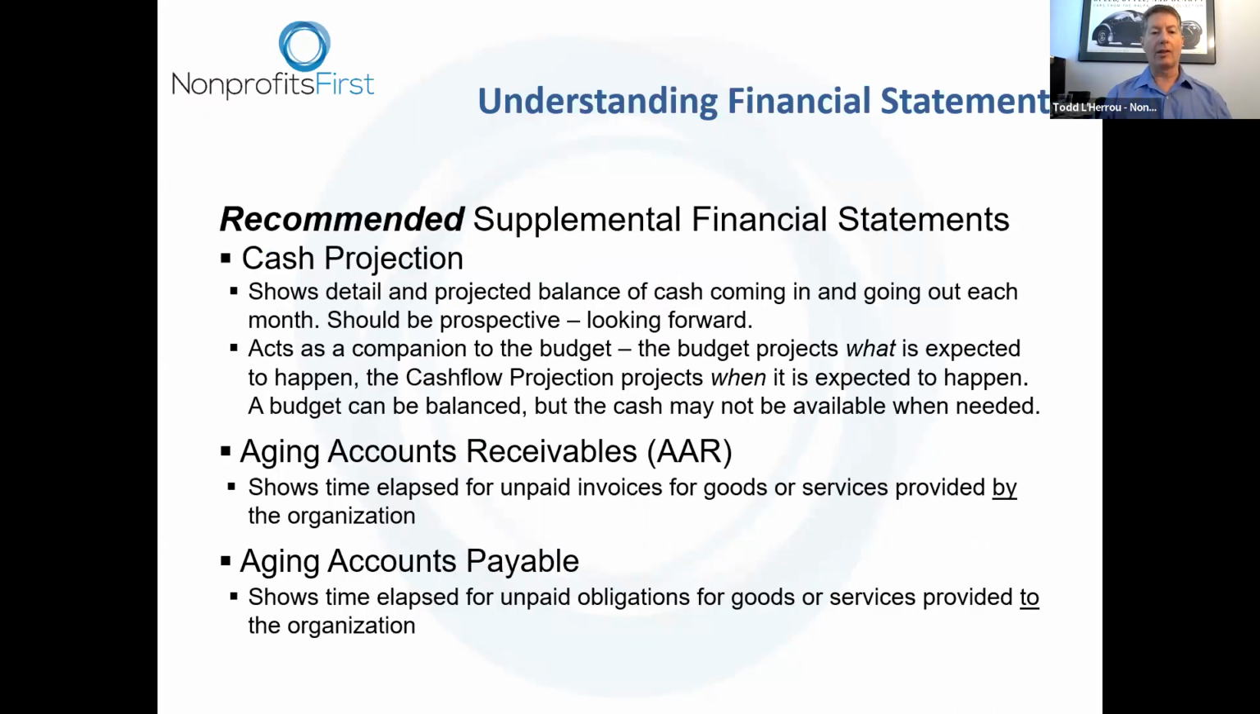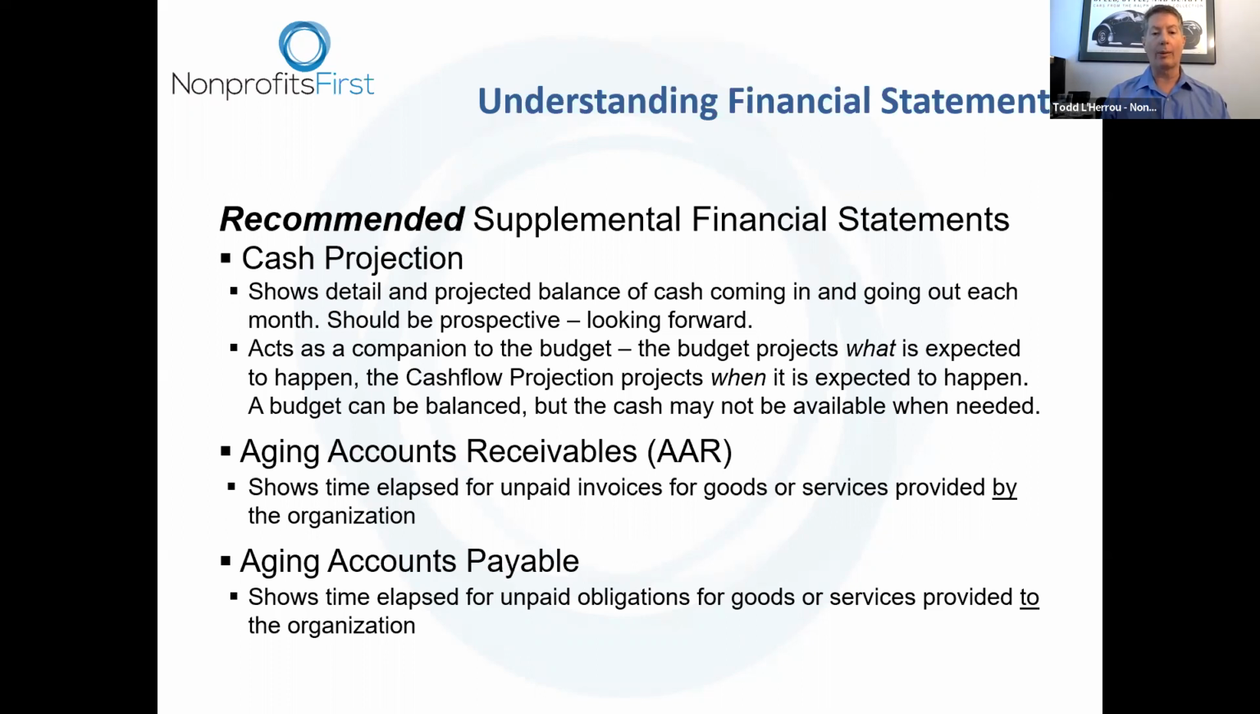Some other recommended supplemental financial statements: a cash projection. As opposed to the statement of cash flows, the cash projection looks at the incoming cash in the future and the outgoing expenses in the future, and should help you find times when cash may be tight, or times when the organization may have a lot of cash. An organization may have a perfectly well-balanced budget. That's the projection of what is expected to happen. But that cash flow projection tells you when it is expected to happen.